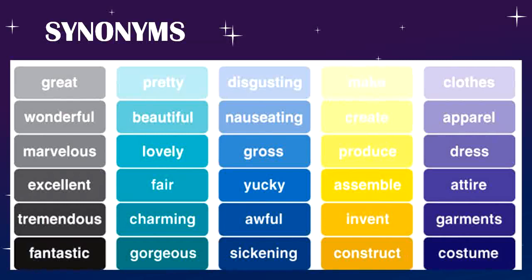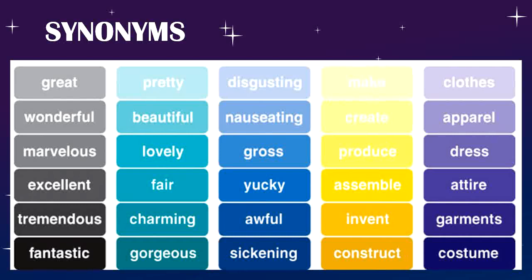Apart from antonyms, we have also learned about synonyms. What are synonyms? In our last class, we studied how synonyms are words with the same or nearly the same meaning. Look at this chart given here. There are so many words which we can use in place of a single word. For example, for clothes, we can say apparel, dress, attire, garment, and costume.